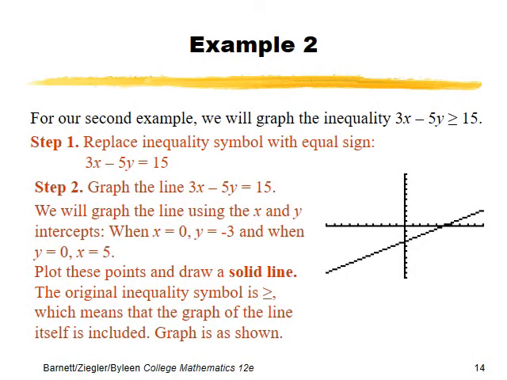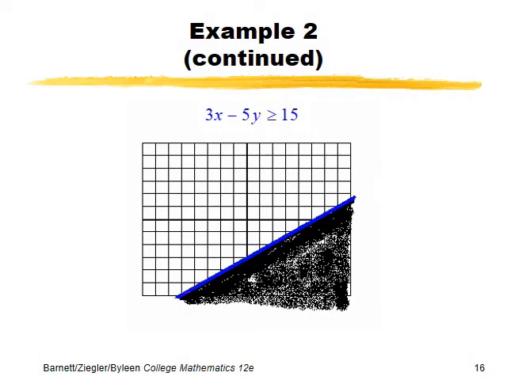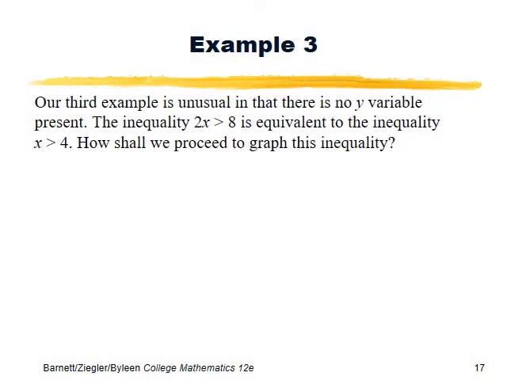You can see it here. We make the graph of this line. We make a solid line because here we have equality, and we choose different points to make the graph like we did in linear equations in the first part. And we draw a solid line because here we have an equality sign. Now 0, 0 is a test point, therefore we shade the region on the side of the line that does not include the origin. So here you can see that we make a solid line and we shade the region which does not contain the origin.